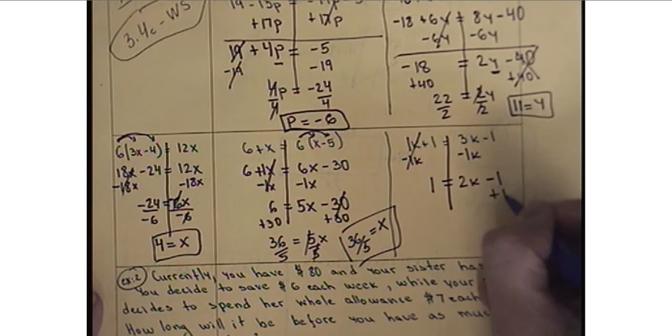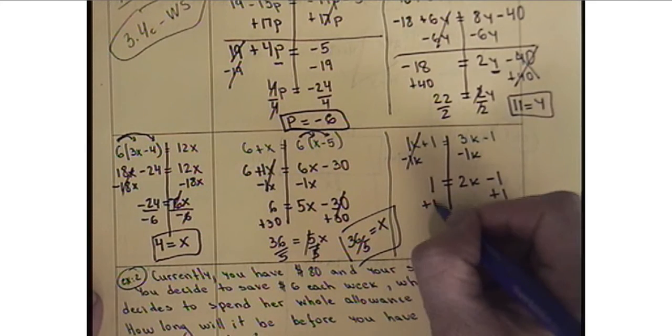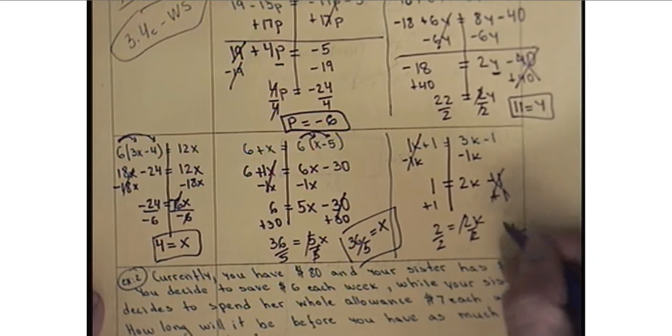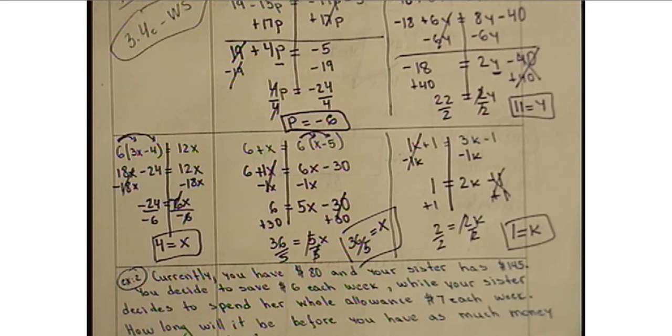Then we're going to move this number to the left, plus 1. Those cancel. 1 plus 1 is 2, equals 2k. Final step, divide by 2. So 2 divided by 2 is 1, equals k. k is 1, and that's the final answer.